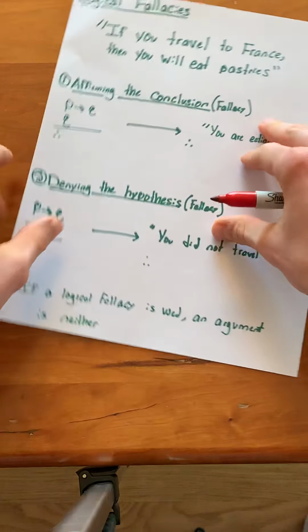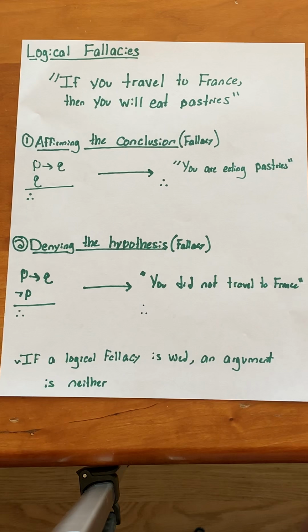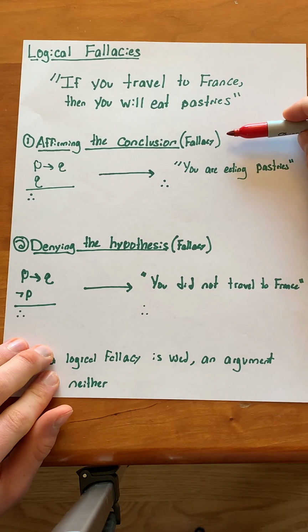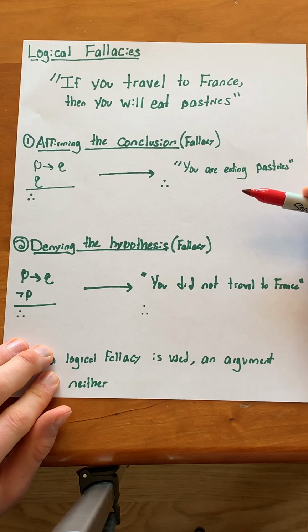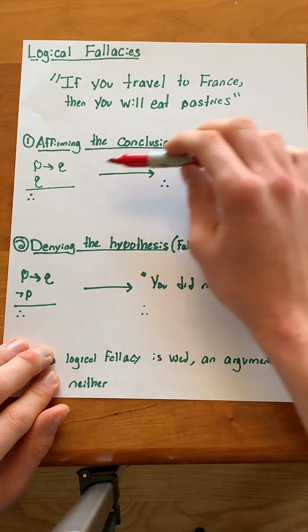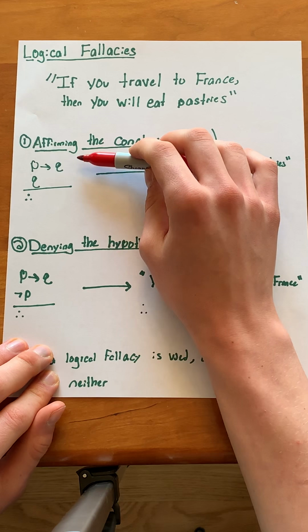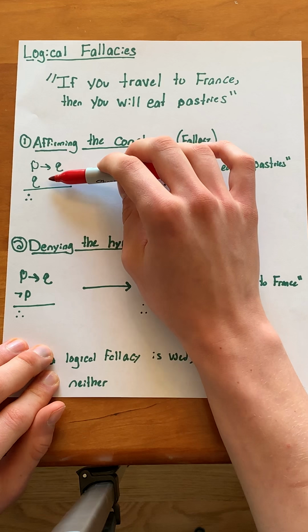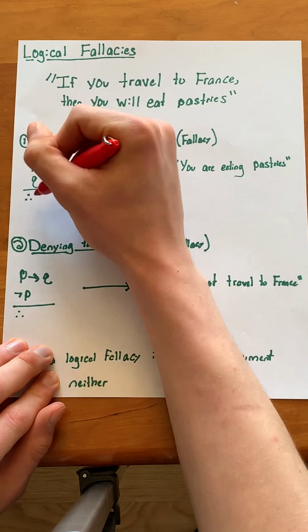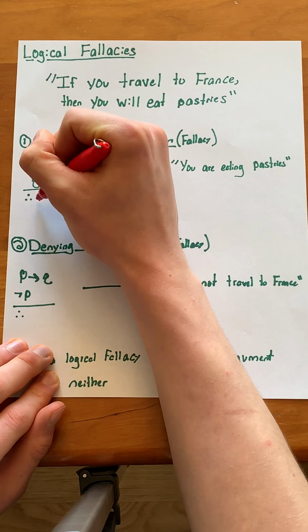Now, let's cover some logical fallacies that you might run into when you're working with rules of inference. We've been given the above premise. If you travel to France, then you will eat pastries. The first fallacy you'll run into is affirming the conclusion. It looks like this. We say, if P then Q. We affirm the conclusion by saying Q, and then affirm the hypothesis by saying therefore P.